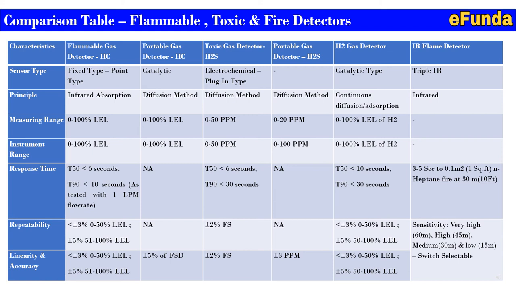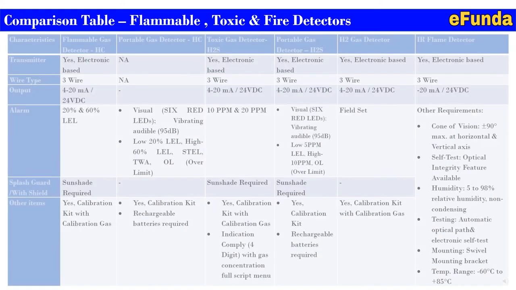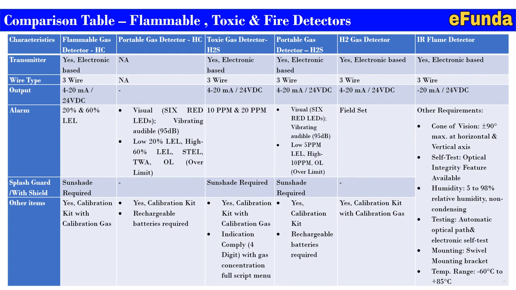We will move on to the next set of characteristics. Please refer to the table where the characteristics of the transmitter type, wire type, output of the detector, alarm, splash guard or shield and other items are covered as part of the next set of characteristics. Similarly, the types are covered and their details are listed in each column so as to have the comparison table. Please study this table carefully, where you will get all the details required to understand the detector types and their comparison.